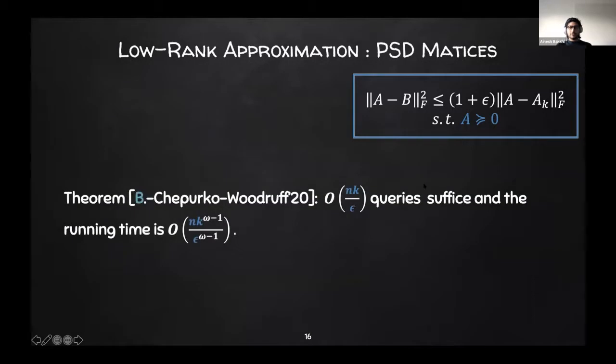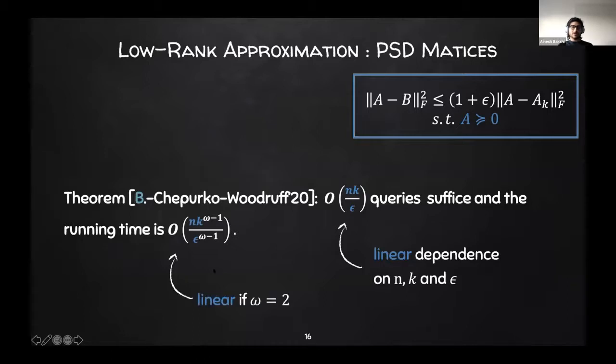Okay, so our main result is to resolve the sample complexity of this problem. We show that a linear in n, k, and epsilon number of queries suffices. Further, our running time is also linear in n, k, and epsilon if the matrix multiplication constant is 2. So that's an interesting connection.